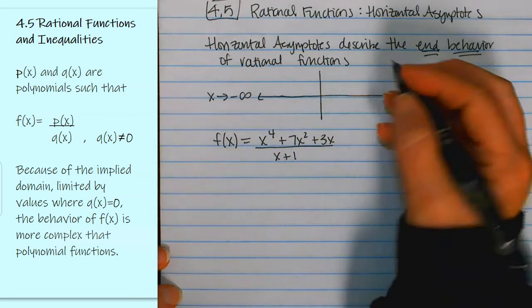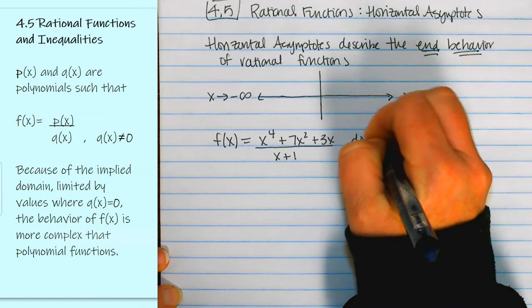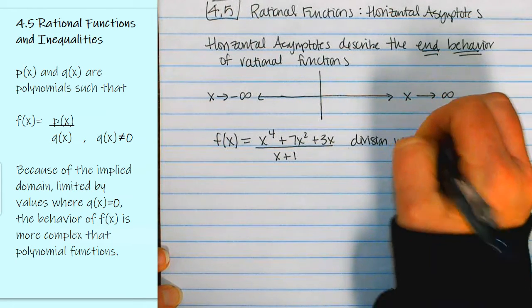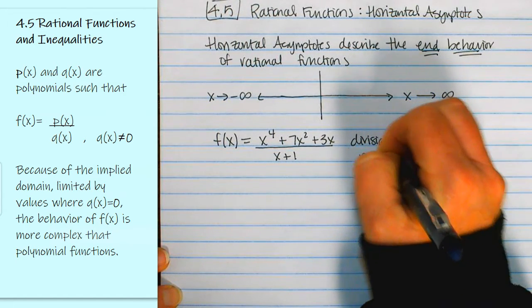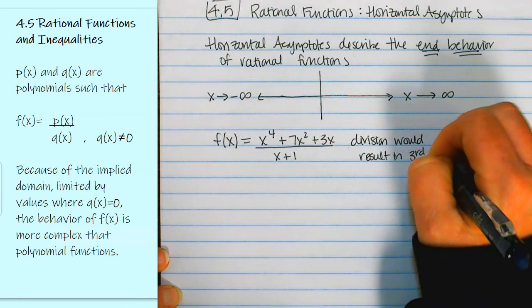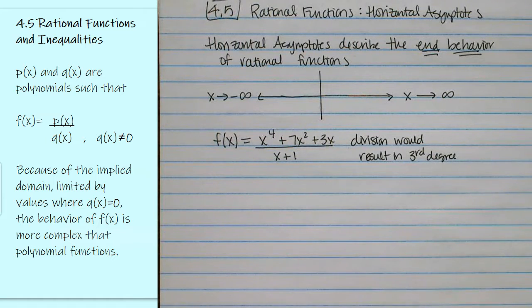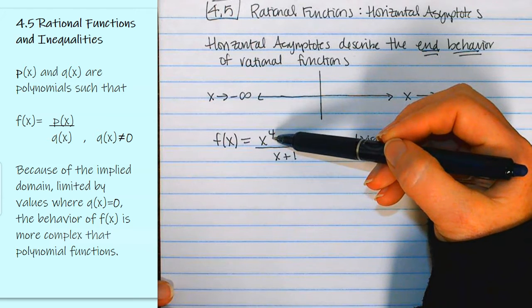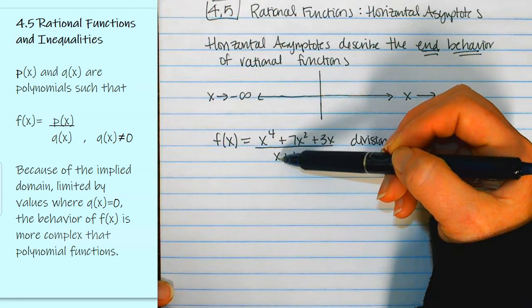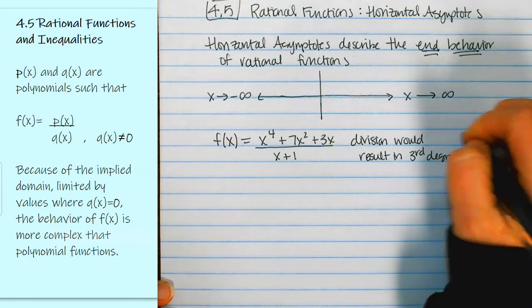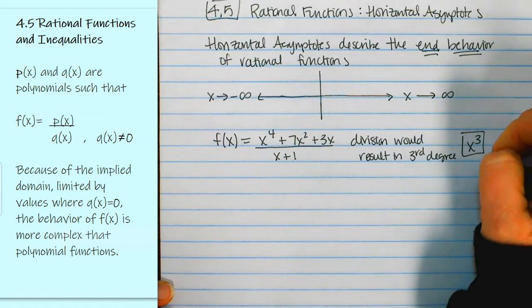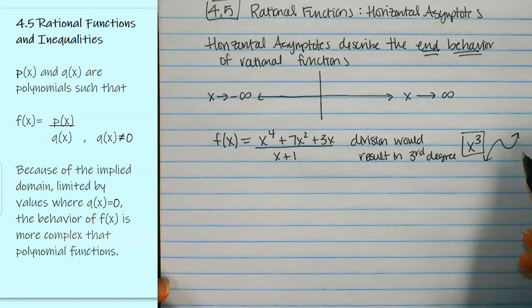So theoretically, division here would result in a 3rd degree polynomial with some remainder probably. Let's graph this on a calculator and see what it looks like. What I'm suggesting is that since this is x to the 4th and this is x, if we divided the highest degrees, it would look like x cubed of some sort. It would have this sort of end behavior where at the right it went up and at the left it went down. So let's take a look at that on a graph.